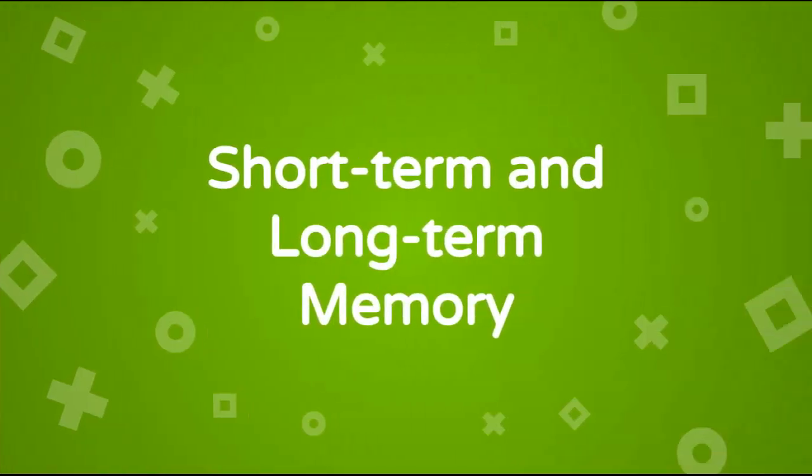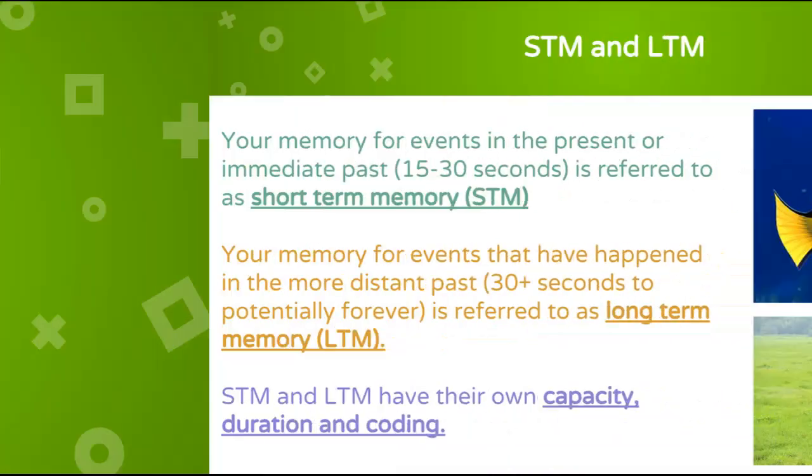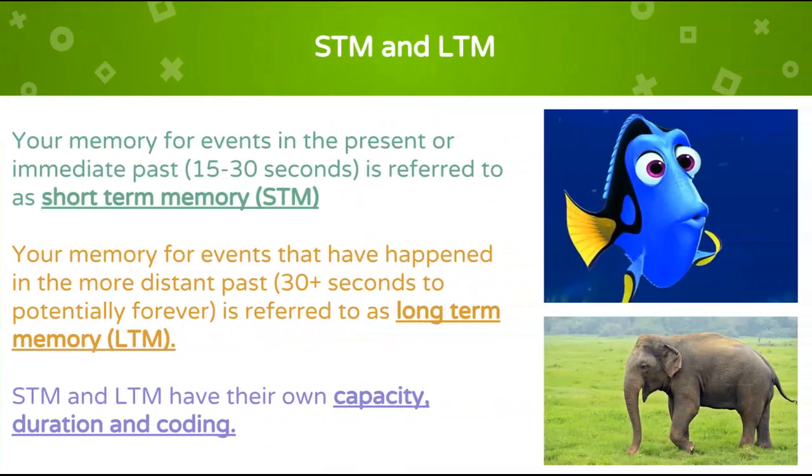Memory. In this topic, we will be looking at two types of memory: short and long term. This video is about short-term memory. Short-term memory is a temporary memory store that holds a limited amount of information for a short period of time. Your memory for events in the present or immediate past, 15 to 30 seconds, is referred to as short-term memory.